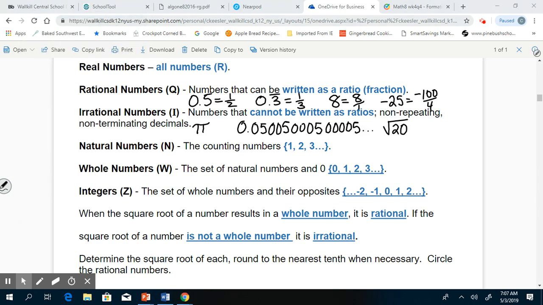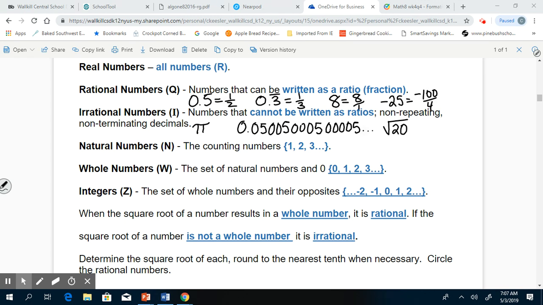Then within those numbers, there are some more sets. We have natural numbers, which are the counting numbers. Those are the numbers you naturally start counting with. When you start to count, you always start with 1, 2, 3, and so on. It's nothing in between, just those natural whole numbers.